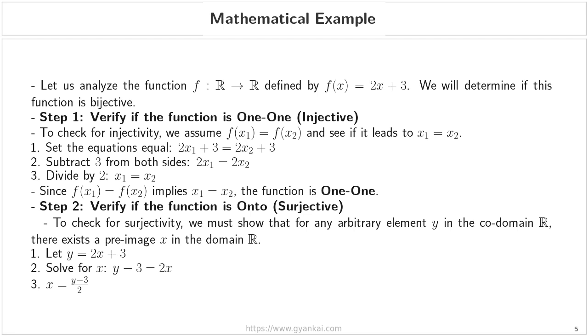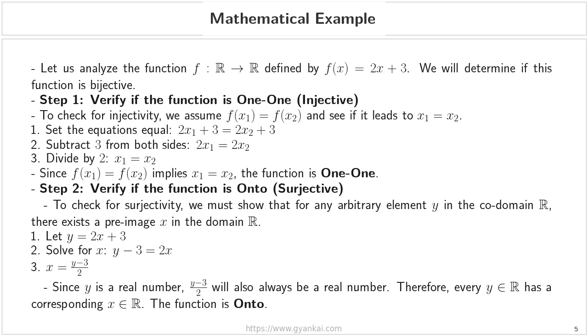Now, we solve for x to find the preimage. Subtracting 3 from both sides gives us y minus 3 equals 2x. Dividing by 2, we find that x equals the quantity y minus 3, all divided by 2. Since we are working with the set of real numbers, any real number y, when subtracted by 3 and divided by 2, will still result in a real number. This confirms that every y in the codomain has a corresponding x in the domain. Therefore, the function is onto.